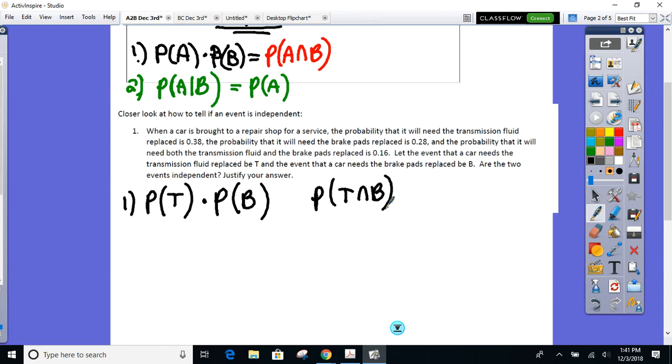All right, so somebody help me out. What's the probability you get transmission fluid? I believe I gave that one to you.